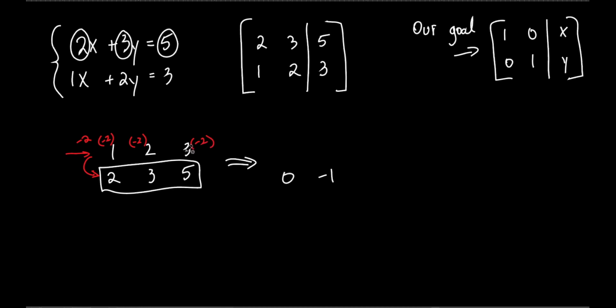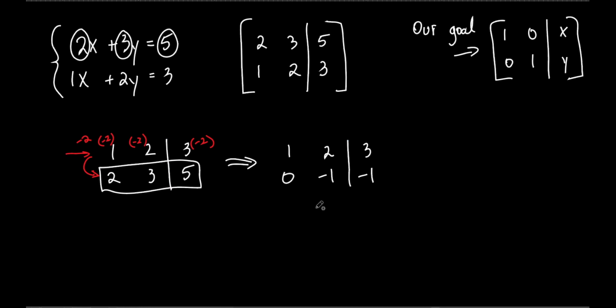Let's do this one. 3 times negative 2 is? Negative 6 plus 5 is? Negative 1. It's negative 1. So I put a negative 1 right there. Now the top row, I'm just going to leave the way it was. Okay? If you want to put that little bar there, you can. It doesn't really make any difference.